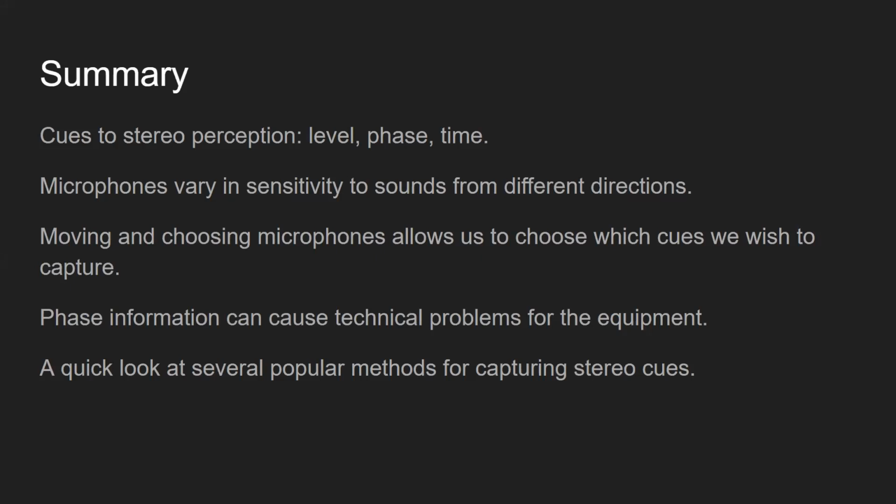So here's the point. For stereo perception, we started with what humans hear: level differences, phase differences, and time differences. Microphones have different sensitivities to sound from different directions. In particular, we covered having an omni mic, which is sealed. It's a pressure sensor. It gets the same sound from all different directions. We have a cardioid mic, which you've probably used before. It's sensitive to the front and not so much to the back. We have a figure eight mic that's sensitive to the front and back and not to the side. Moving the microphones around and choosing by the polar pattern allows us to pick what cues we want to capture.